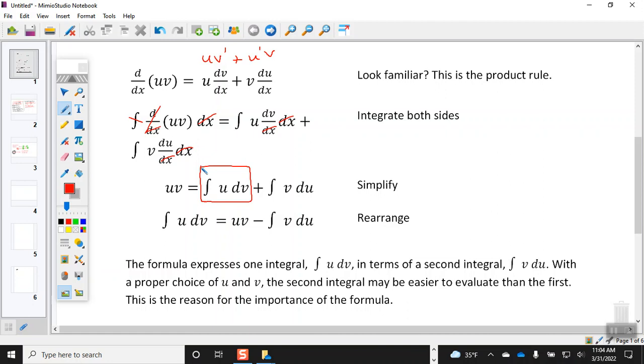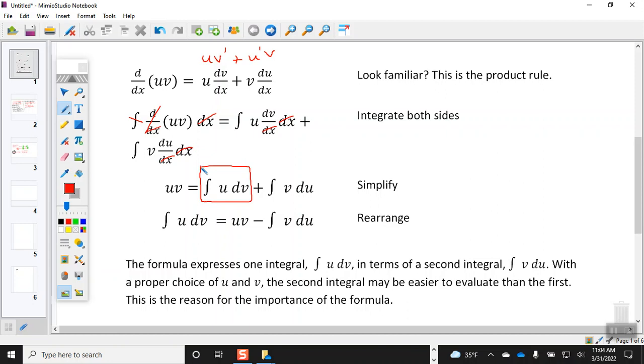Product rule, okay? So here's what this is all saying, guys. It's saying you can integrate a function u times dv, which is like v prime, if you set it equal to u times v minus what? The integral of v times the derivative of u, or u prime, right?